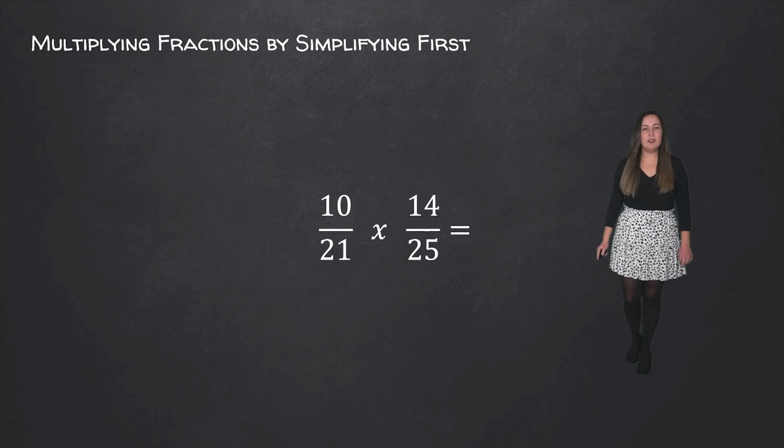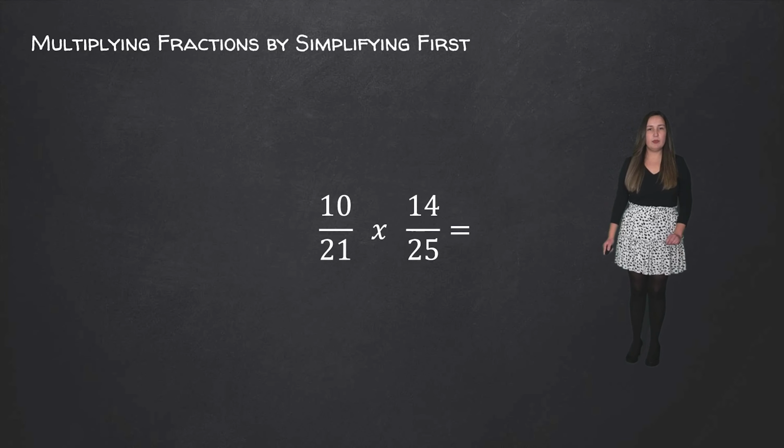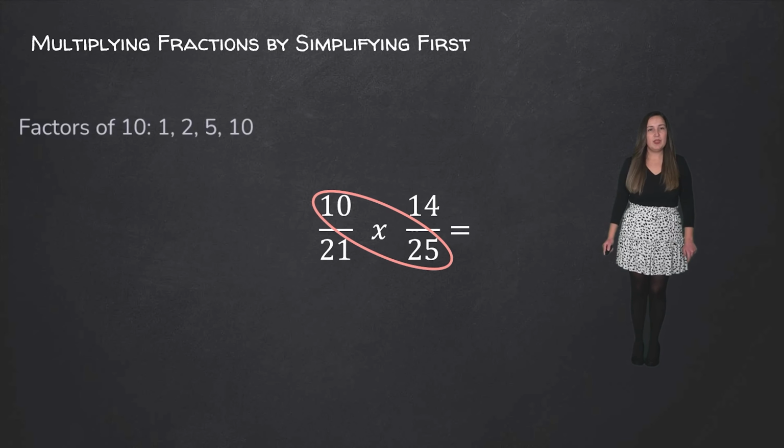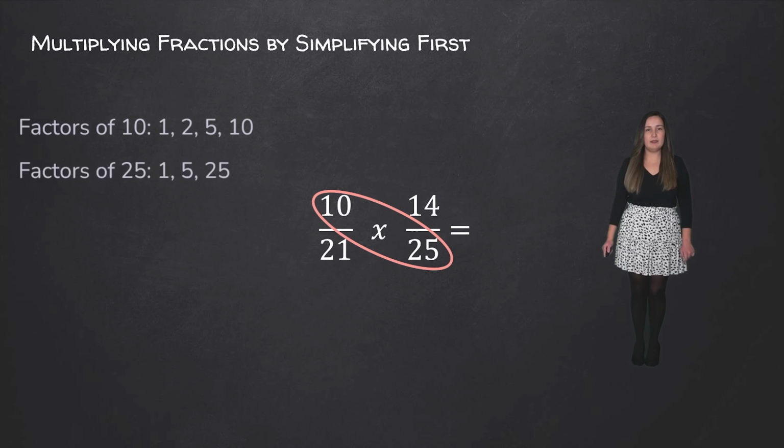Now we have 10 over 21 times 14 over 25. So we're going to focus on the two numbers that are diagonal from each other. We could start with either one, but we're going to start with 10 and 25 in this case. So our factors of 10 are 1, 2, 5, and 10. And our factors of 25 are 1, 5, and 25.